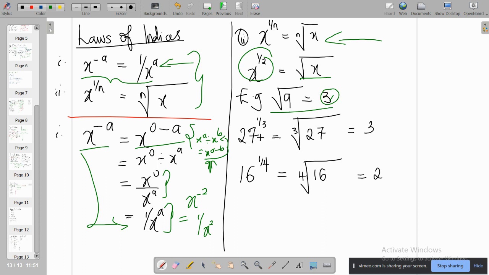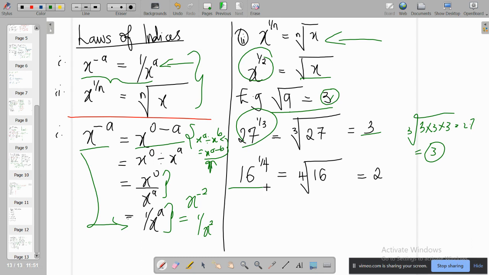Another example includes 27 raised to the power 1 over 3. This is pronounced as cube root, so this one here is pronounced as the cube root of 27. And that means, what is the single number that multiplies itself 3 times to give you 27? The answer is 3. Why? Because 3 times 3 times 3 will give you 27. Therefore, the cube root of 27 is equal to 3, because 3 is that single number that multiplies itself 3 times to give you 27.